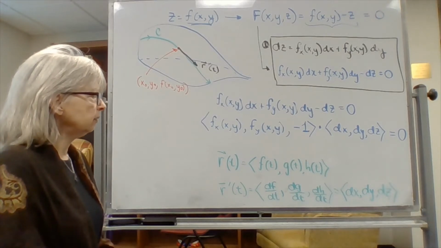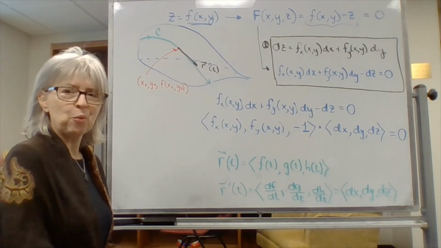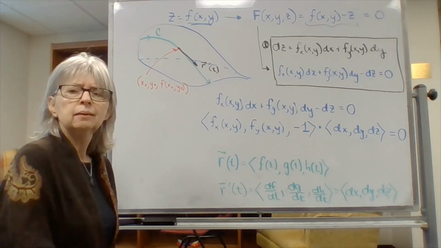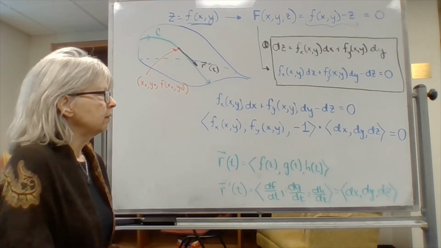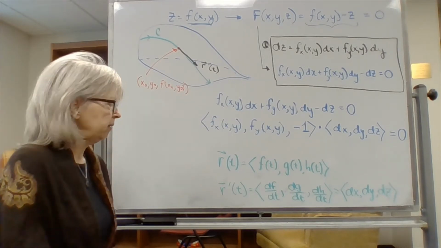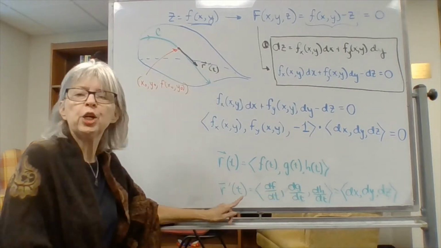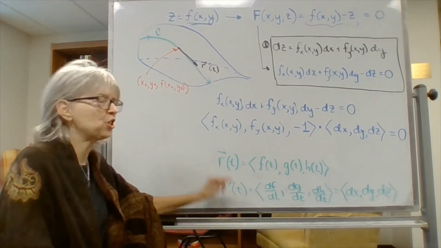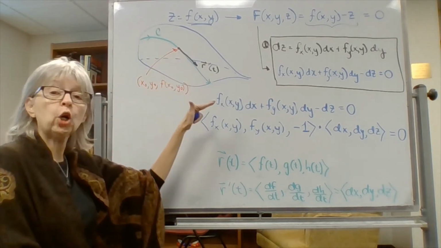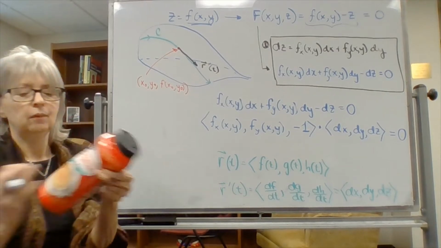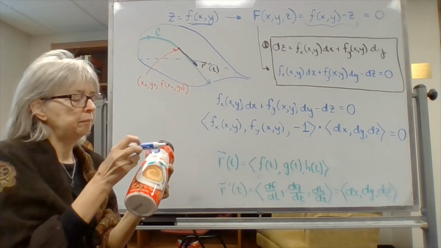Somewhere down here at the bottom of my board, I see a vector of differentials, dx, comma, dy, comma, dz. Where do I see that? I see it down here whenever I look at the derivative of my vector valued function, which represented the curve that I drew on my surface.